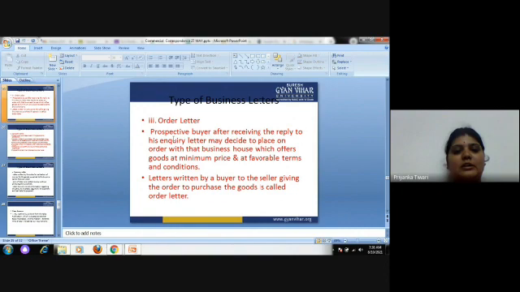Next, the order. A prospective buyer, after receiving the reply to his inquiry letter, may decide to place an order with the business house which offers goods at the minimum price and on favorable terms and conditions. A letter written by a buyer to the seller giving the order to purchase the goods is called an order letter.